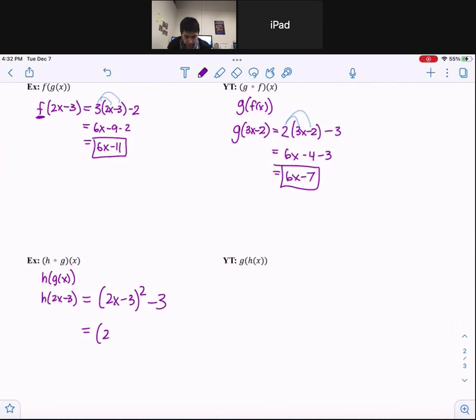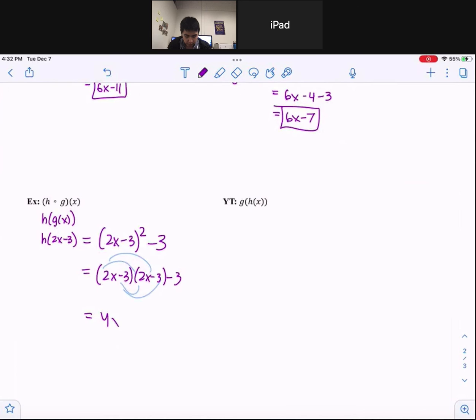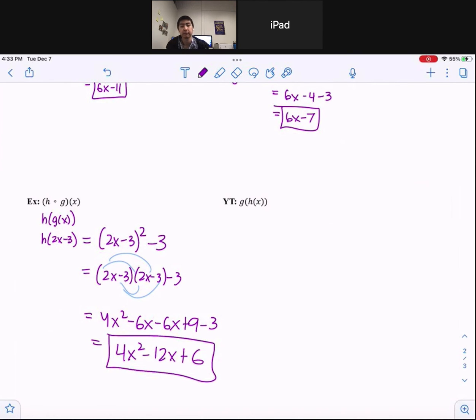And we can rewrite this as 2x minus 3 times itself, which means we have to do a double distribution here. 2x times 2x, 4x squared; 2x times negative 3, negative 6x; negative 3 times 2x is negative 6x; negative 3 times negative 3 is positive 9. Don't forget the minus 3. Combine like terms, and you get that right there.